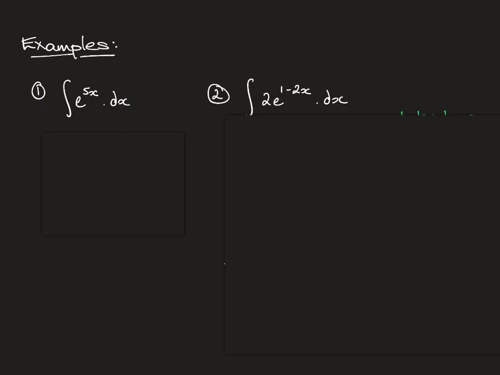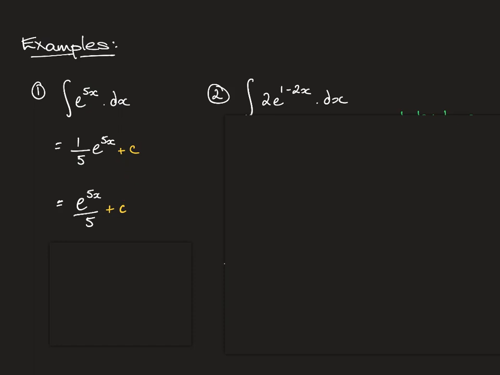So example number 1, integrate e to the power of 5x. So this is in exactly the format that it appears in our formula sheet. So if we follow our formula sheet pattern, we get 1 on 5 e to the 5x plus c. Don't forget the plus c. And if you want to write it as a single fraction, it looks like that. In the exam, either of those two answers is fine.